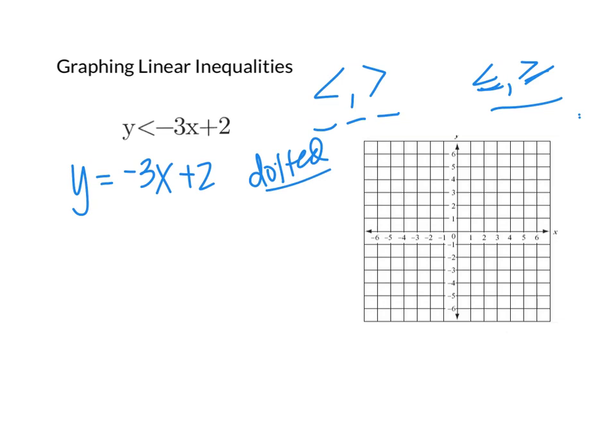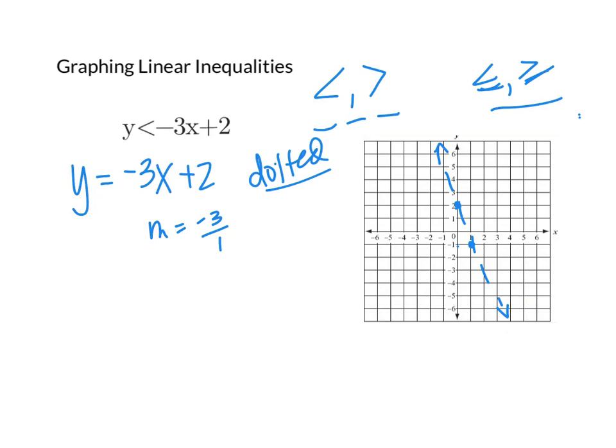I know I'm going to have a point at my y-intercept, which is 2. My slope is negative 3 over 1, down 3, 1, 2, 3, right 1. Okay, so now when I connect these, I'm no longer going to use a solid line. I'm using a dashed or dotted line.